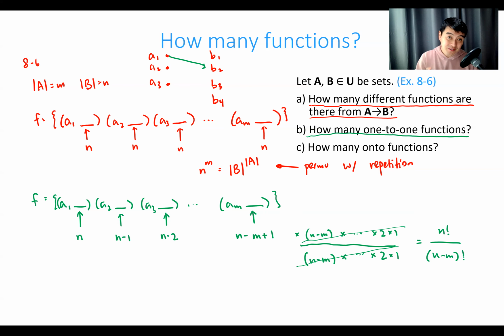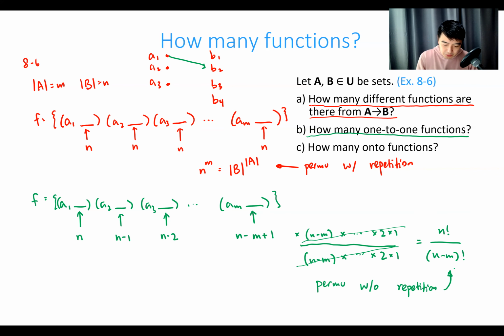Now, again, if this formula looks familiar, it's because this formula is a permutation without repetition, right? Where we had n total objects, and this time our group size is m.